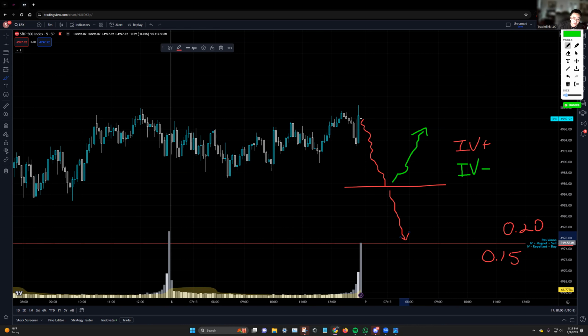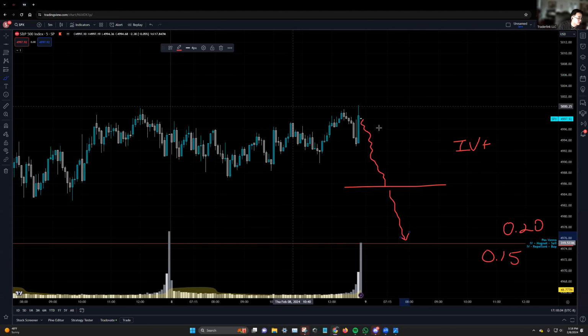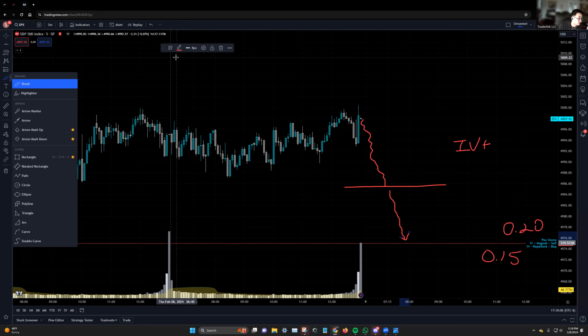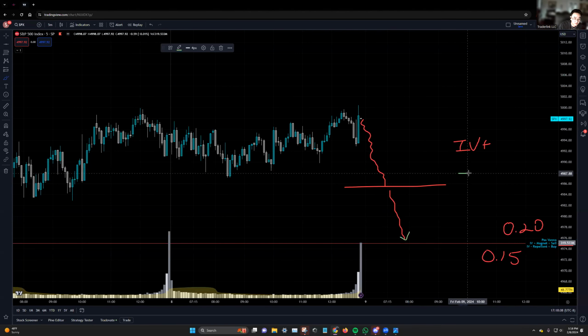Does this make sense so far, everyone? Oh, I just realized I drew it with this. How do I change the color? Oh, right here. Wow, that's an ugly green.